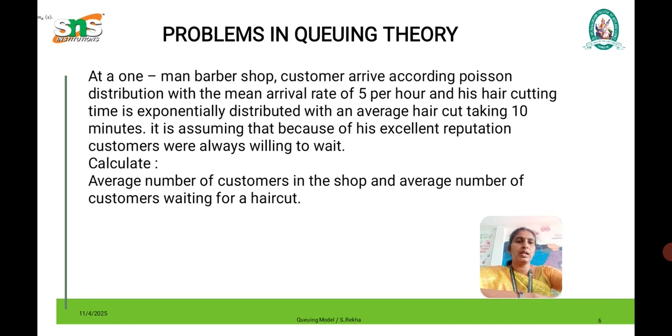Next, let us see another problem. In a barber shop, customers arrive according to a Poisson distribution with an arrival rate of 5 per hour. The haircut time is exponentially distributed with a mean of 10 minutes. Similarly, we calculate the average number of customers in the shop and the average number of customers waiting for a haircut. You will follow the same method. As an assignment, solve this problem. This will be good practice for you.